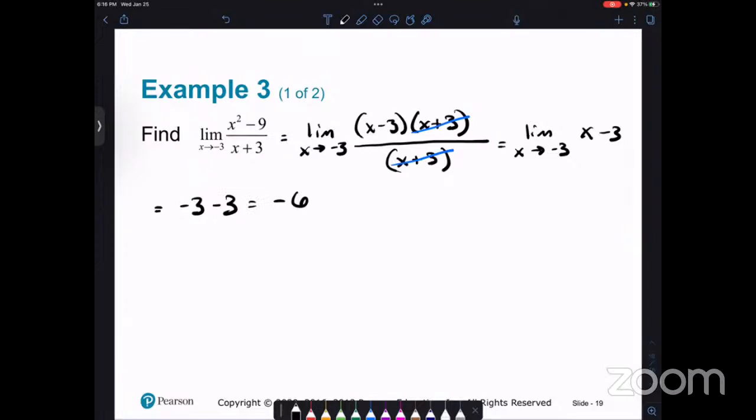Let's do it like this. Paste. Okay. All right. Let me check this one.